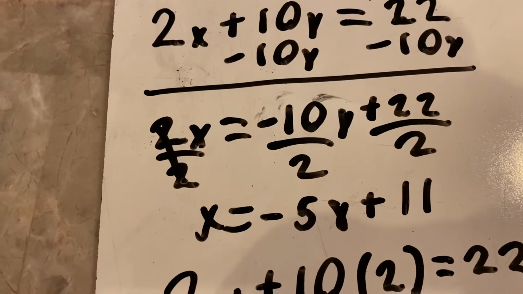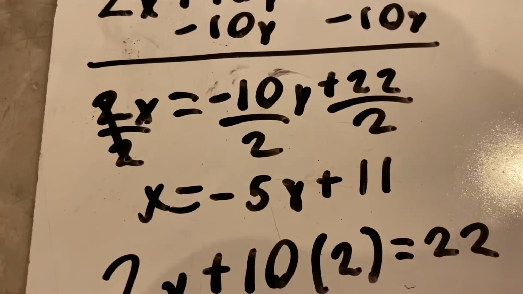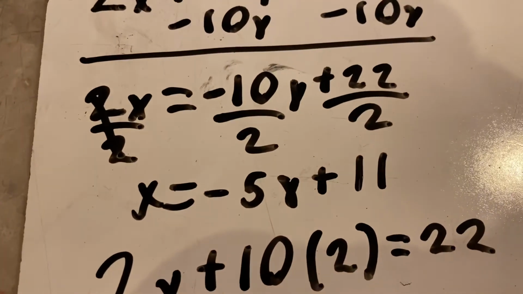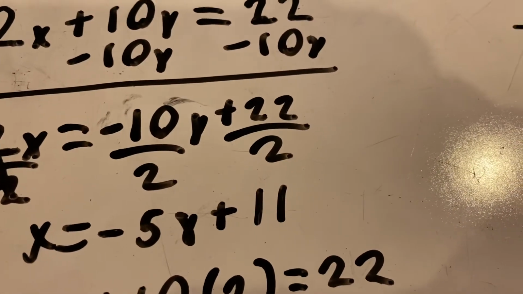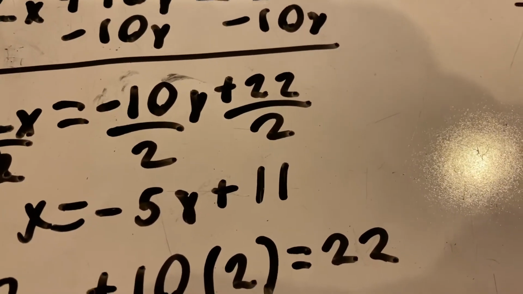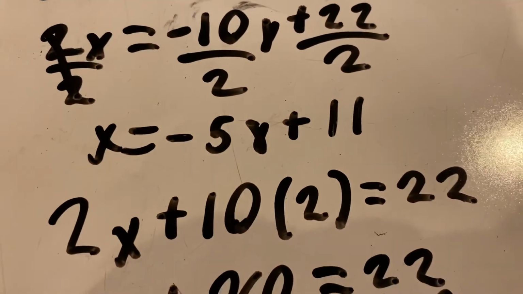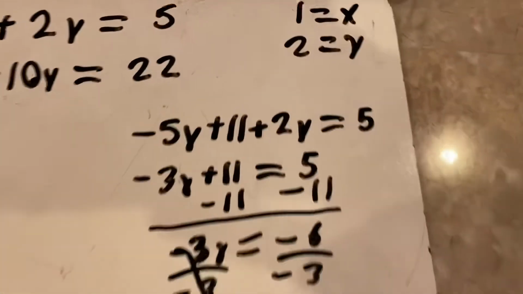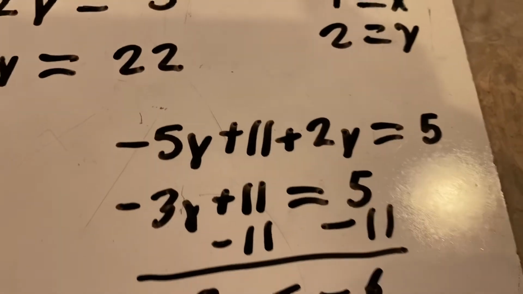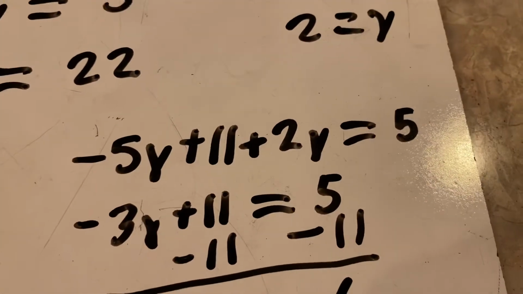So I will have to divide by 2 to cancel out the 2 with 2x. So it will be negative 10y divided by 2, plus 22 divided by 2. Then it will be x equals negative 5y plus 11. So I will plug in that equation for x over here. So then it will be negative 5y plus 11 plus 2y equals 5.